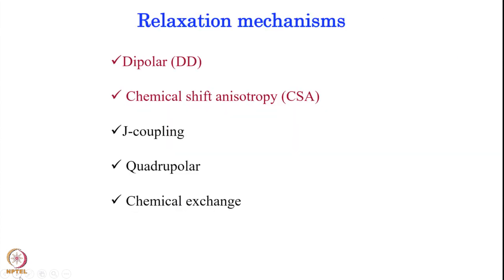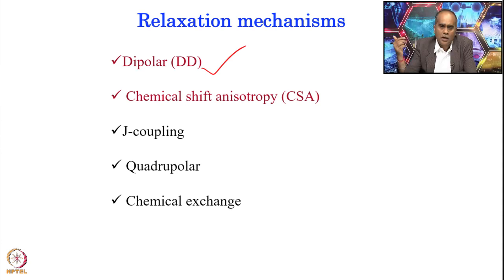So, the relaxation mechanism is influenced by two major interactions. One is called dipolar coupling, another is called chemical shift anisotropy. There are some others which influence the relaxation mechanism, called spin-spin coupling or J coupling, or even quadrupolar coupling, or the exchange happening between the spins. So, major population and minor population, how they are exchanging. All these essentially contribute towards the relaxation mechanism.